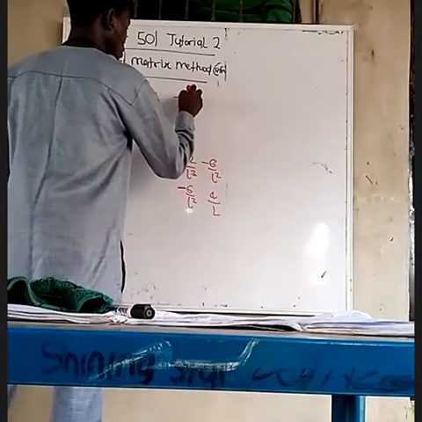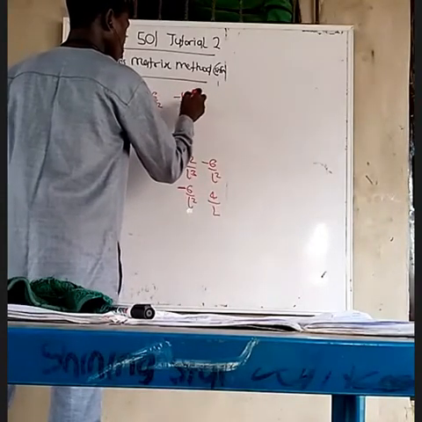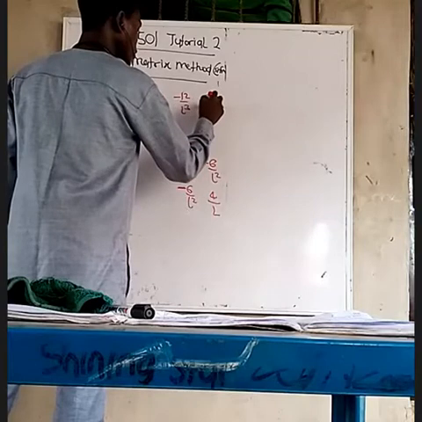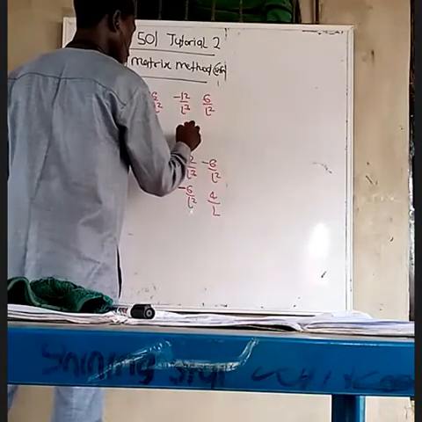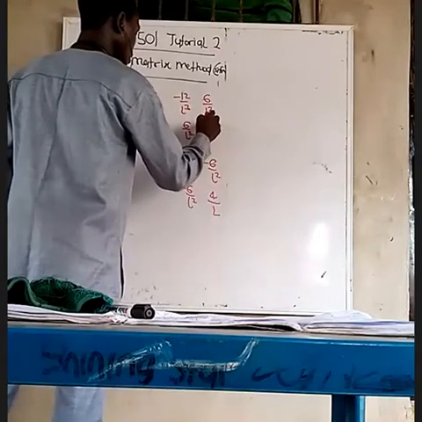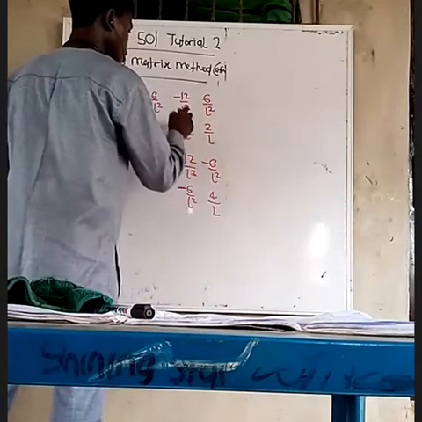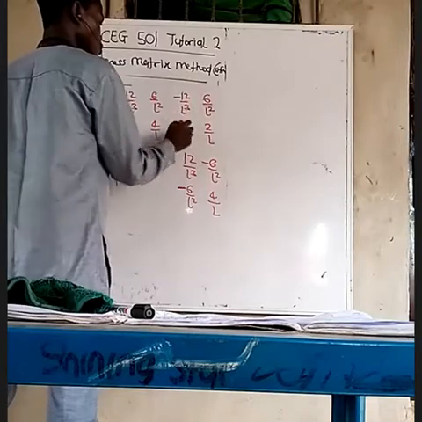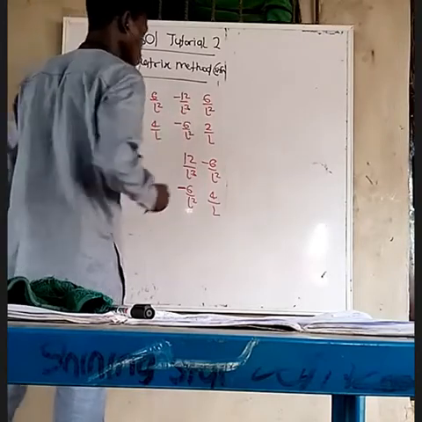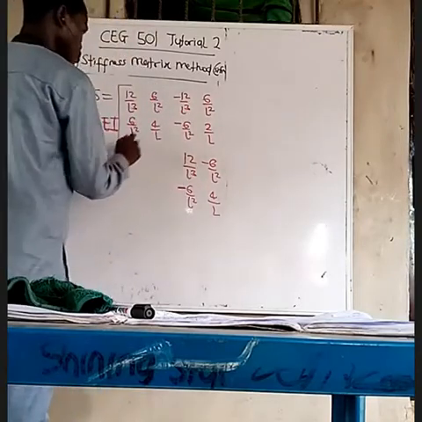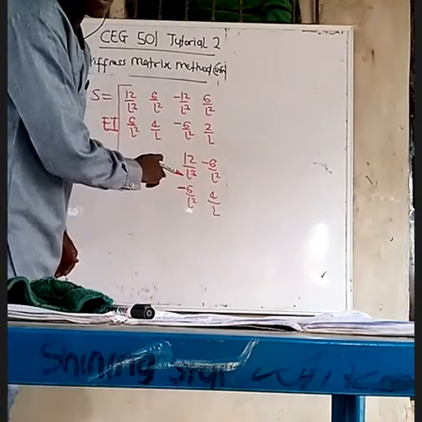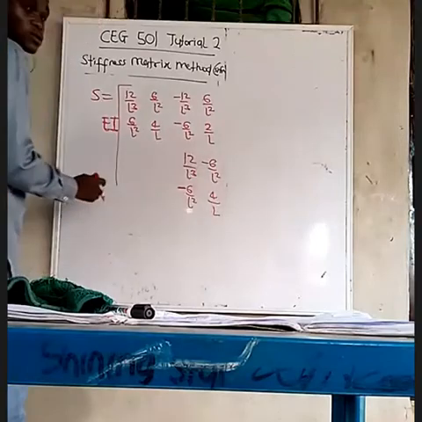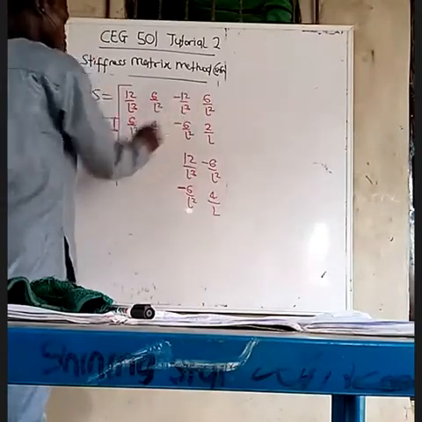Yeah, so we have minus 12 over L cubed, 6 over L squared, 6 over L squared, then 2 over L. In this place, the vertical ones are negative, so you can use that to memorize it. And then what we have here is the same thing we are going to have here. Yeah, I think that's correct.